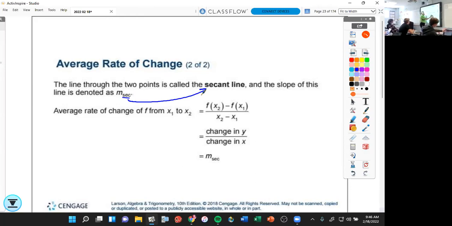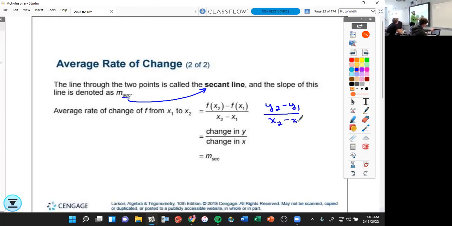Okay. The way we've seen it in the past, though, is like this. But they're the same, right? Does it matter which point you call point 1, point 2? No. It does matter that you're consistent, though, right? Okay.